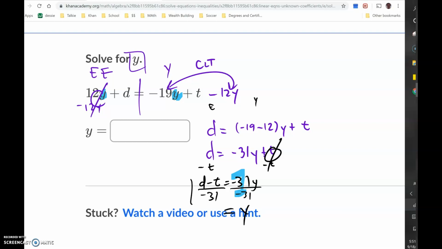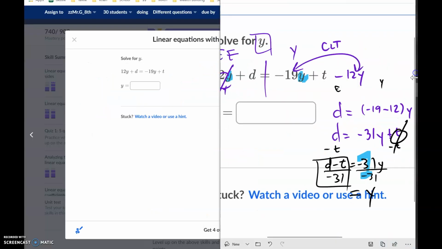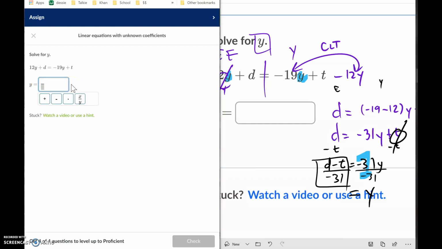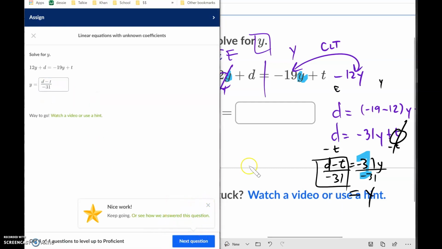And you can't really simplify this, so that's actually going to be our answer here. y equals d minus t divided by negative 31. Let's go ahead and punch it in and see what the big homie Khan says. So fraction, d minus t is in the numerator. We got a negative 31 in the denominator. Boom, boom. That's how you go.